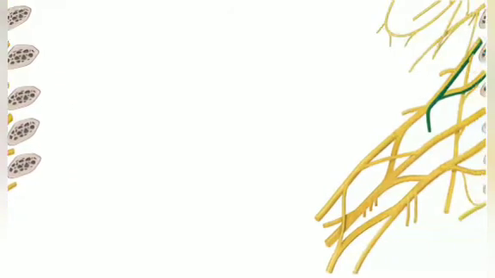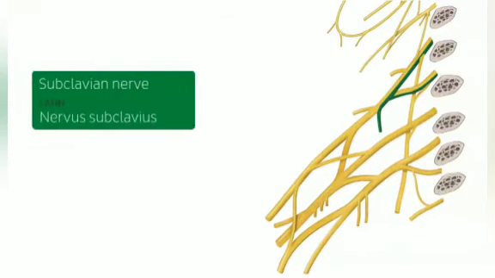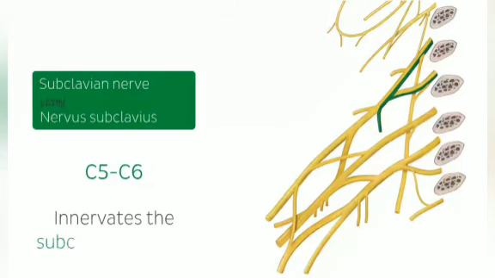Also arising from the superior trunk is the subclavian nerve. The subclavian nerve is this small nerve we can see here that arises from the 5th and 6th cervical spinal nerves, C5 to C6. As the name suggests, this nerve innervates the subclavius muscle.